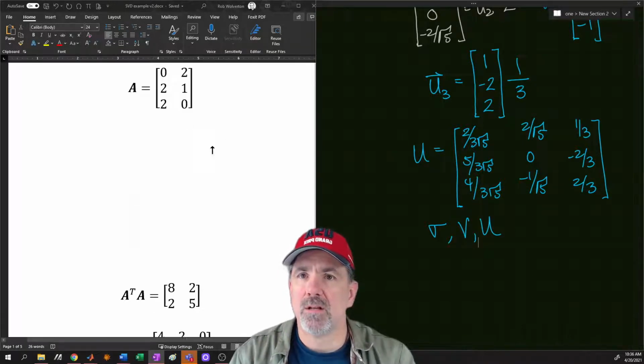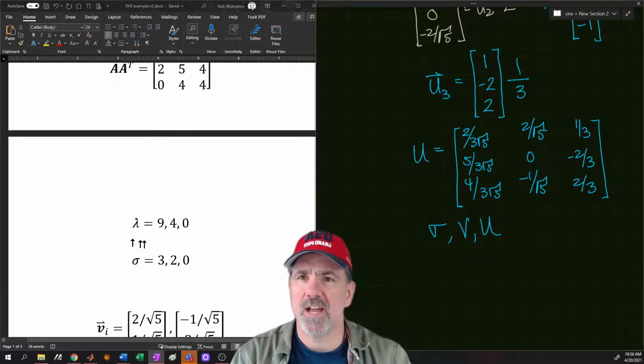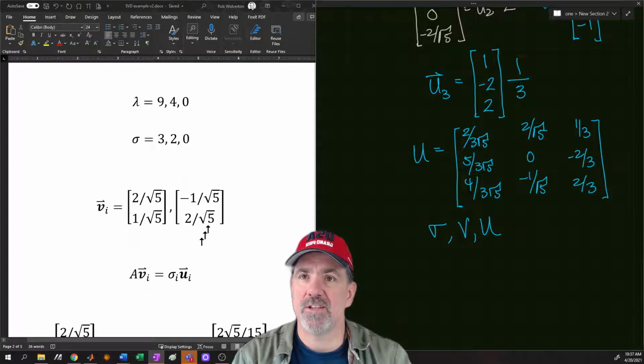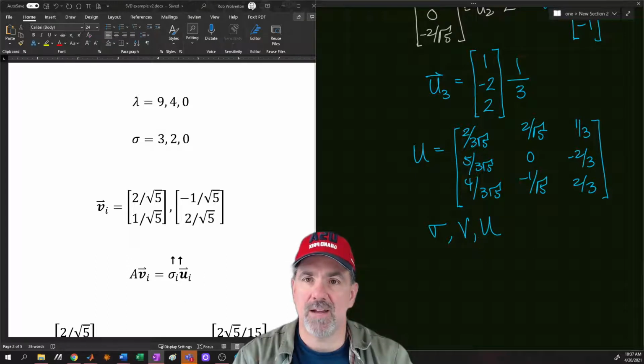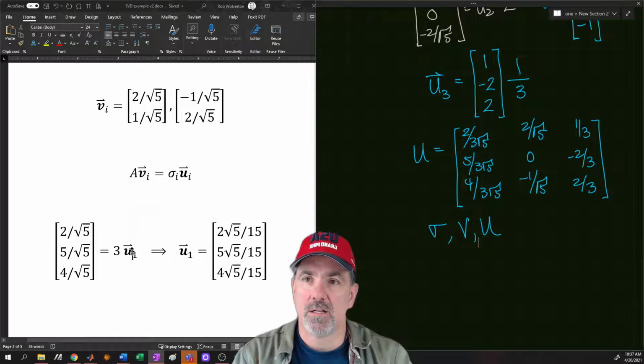And let me just walk through here what we have. So we found the eigenvalues, we found the singular values. Using the singular values, we found these eigenvectors. And then using this powerful relationship between the left and right singular vectors, we're able to calculate what the left singular vectors are equal to.